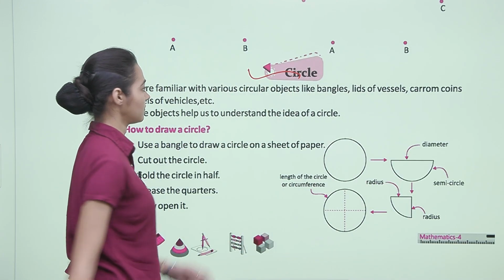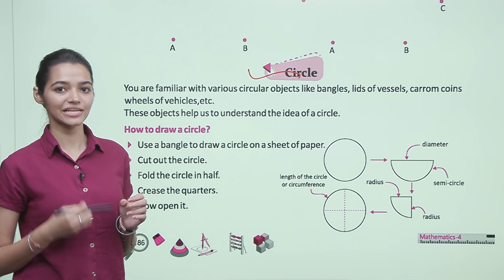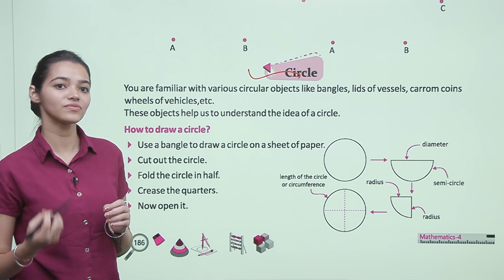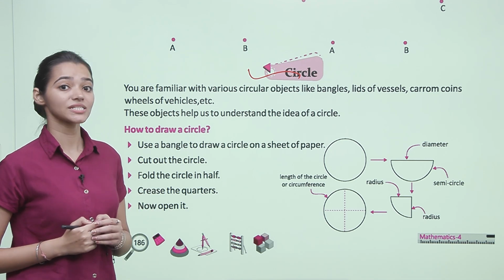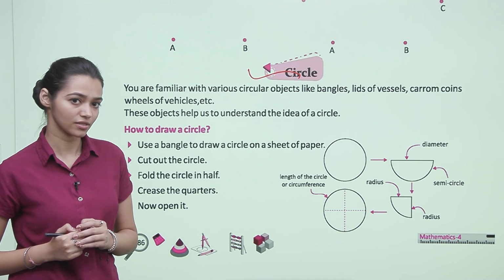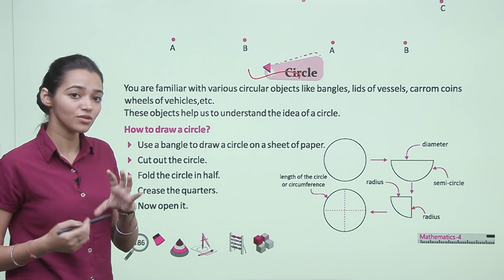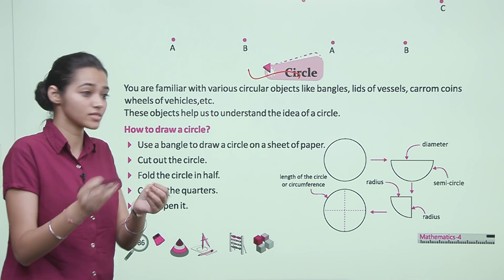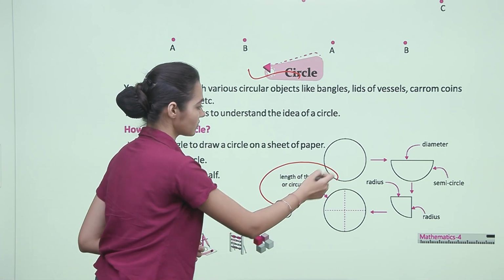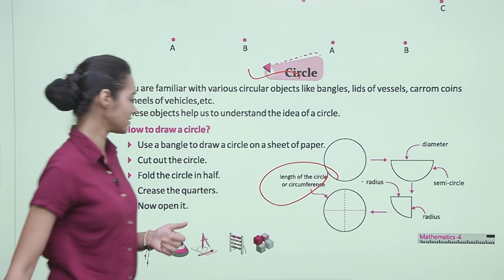Now next is the circle. We are familiar with various circular objects like bangles, lids of vessels, carom coins, wheels of vehicles, etc. These objects help us understand the idea of a circle. Now use a bangle and draw a circle on a sheet of paper. Cut out the circle, fold the circle in half, and crease the quarters. Now open it. This shows the circumference, radius, semicircle and diameter.